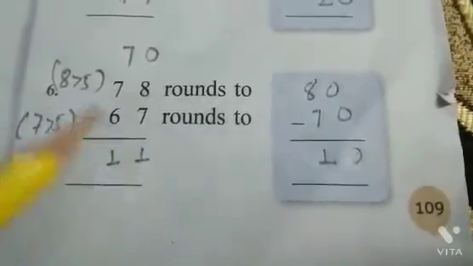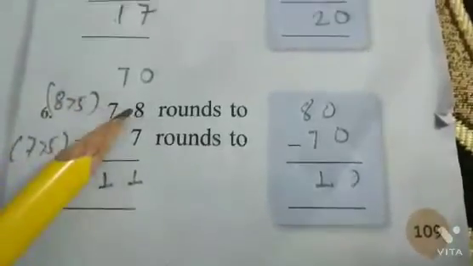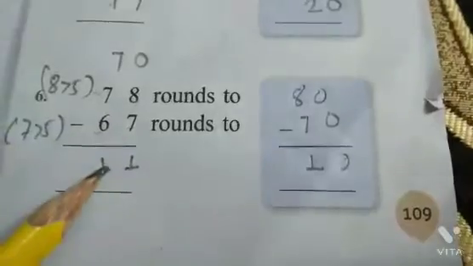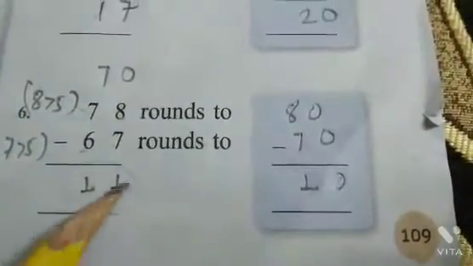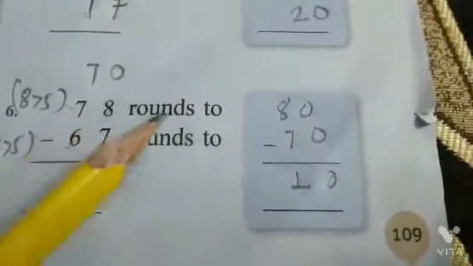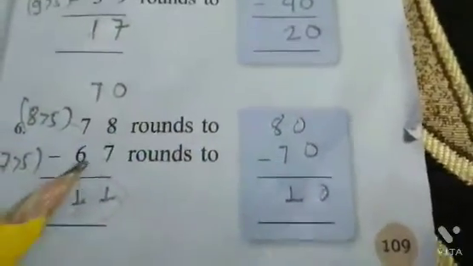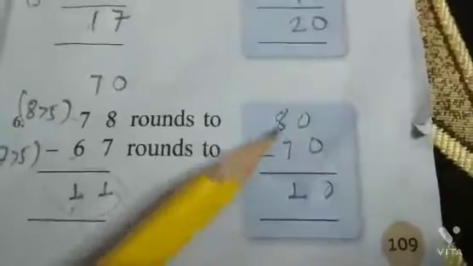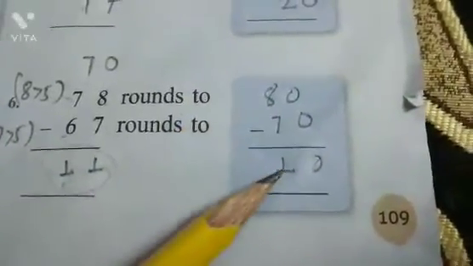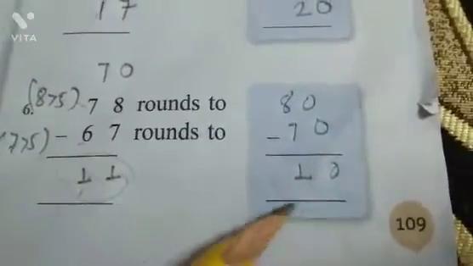Now subtract 67 from 78. 8 minus 7 will be 1 and 7 minus 6 will be 1. What will you get? 11. Now 78 rounds to 80 and 67 rounds to 70. 0 minus 0 will be 0. 8 minus 7 will be 1. What will you get? 10.